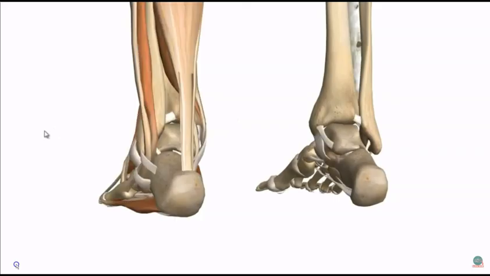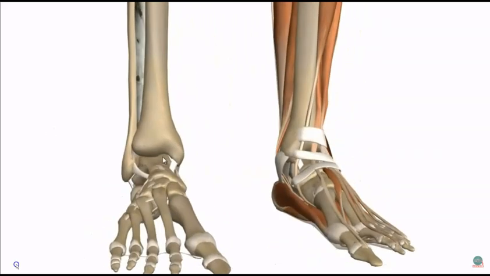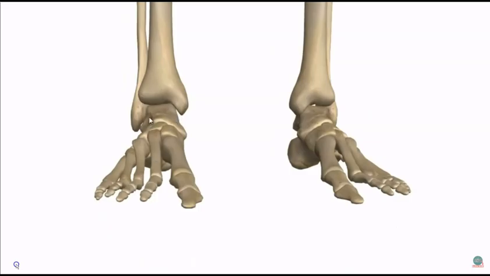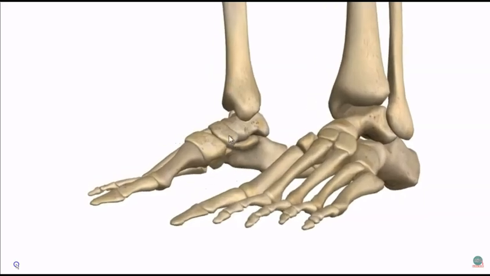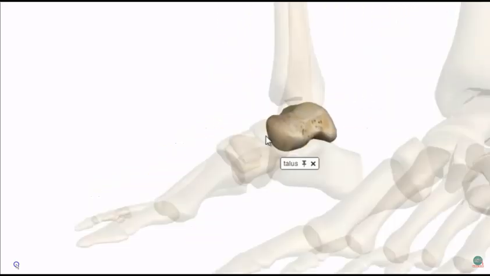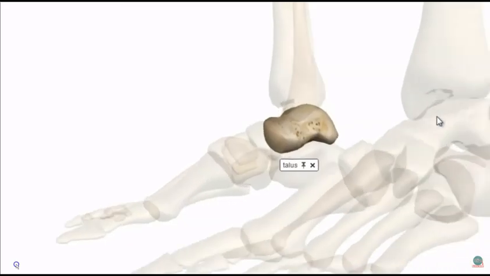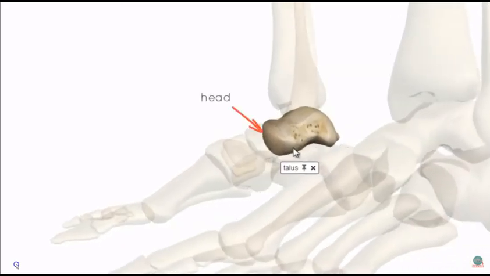We'll just take a quick look at the talus bone as well. The talus bone articulates above with the tibia and the fibula. Below it articulates with the calcaneus, and anteriorly it articulates with the navicular. I've just isolated this bone, and we're looking at it medially here. It's got a head anteriorly, a neck, and a body.